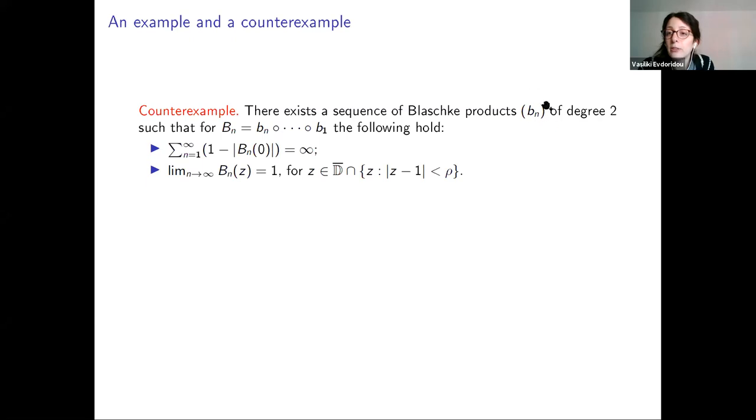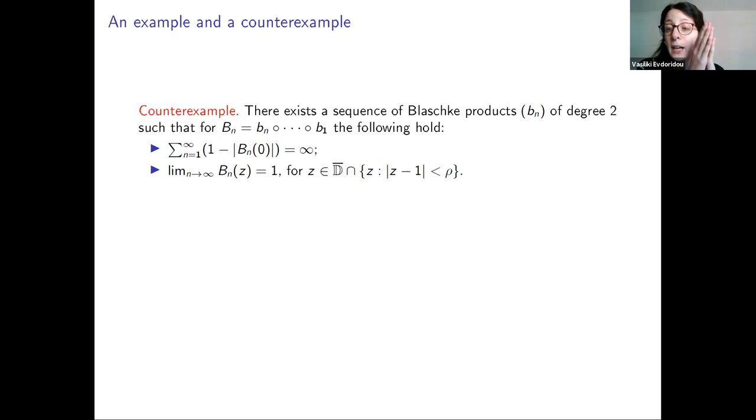Blaschke products little bn of degree 2, we consider the composition capital Bn, which is bn up to b1. And we have a divergent sum, as it was in the hypothesis of part B. But actually we have a set of positive measure which has orbits tending to one on the boundary of the unit disk.